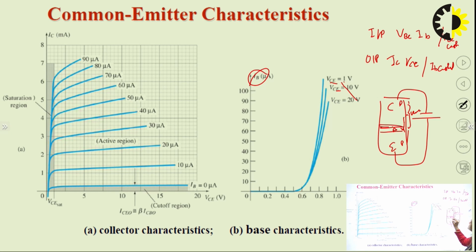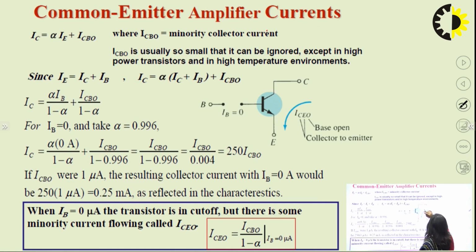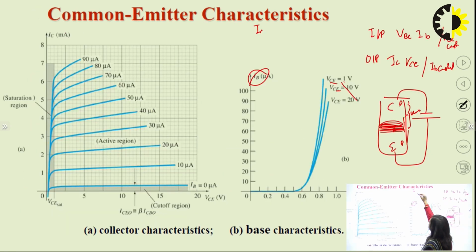That's why this depletion region will increase and it will reduce the width of the base region, and that's why IB will reduce. That's why this curve is shifted towards here. And here we can see this equation. We have seen that IC is equal to IC majority, that is, we can write it as alpha IE plus ICBO.